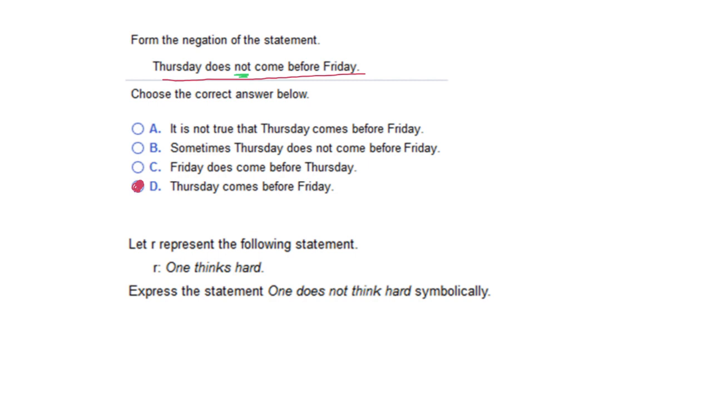All right, and the next problem that we have says, let R represent the following statement. One thinks hard, and that is a statement. Express the statement, one does not think hard, symbolically. All right, so we're going to express that statement symbolically. And one does not think hard. It includes the does not. So this turns into tilde R, the negation.